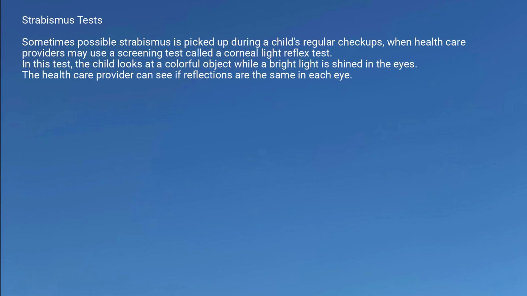Strabismus tests. Sometimes possible strabismus is picked up during a child's regular checkups when healthcare providers may use a screening test called a corneal light reflex test. In this test, the child looks at a colorful object while a bright light is shined in the eyes. The healthcare provider can see if reflections are the same in each eye.